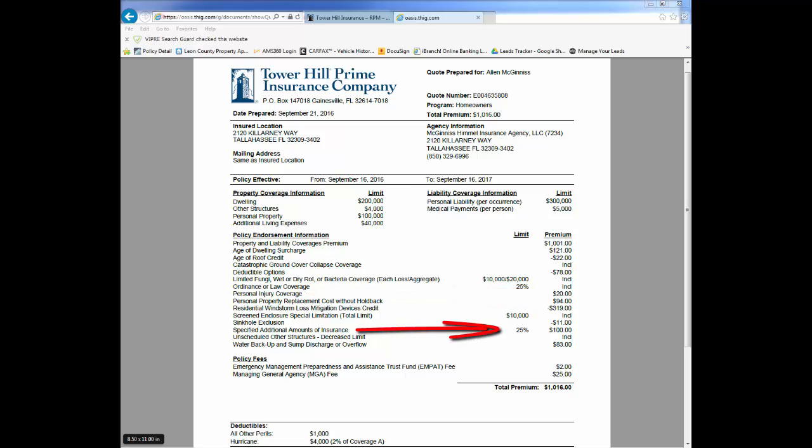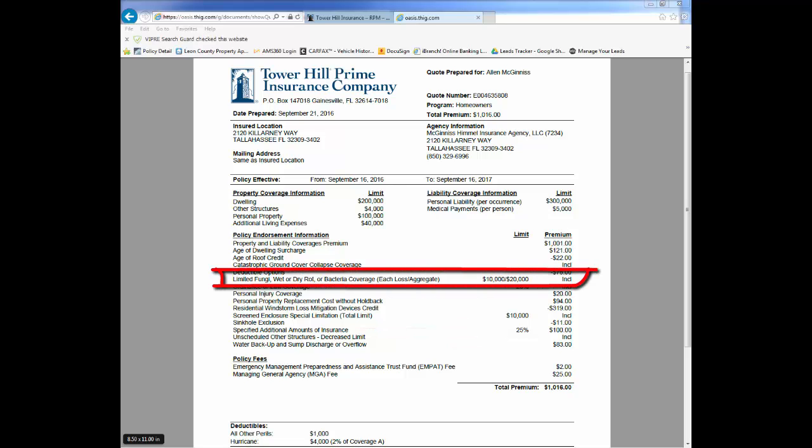Specific additional dwelling coverage or specified additional amounts of insurance. This is an additional coverage above the dwelling amount for if that dwelling amount of coverage is not enough to actually rebuild your house at the time of a loss. So if it takes more, in this case, more than $200,000 to do the rebuild because of inflation or demand surge because a bunch of houses were damaged, this gives you an additional bump of a certain percentage, in this case 25%, above that amount.